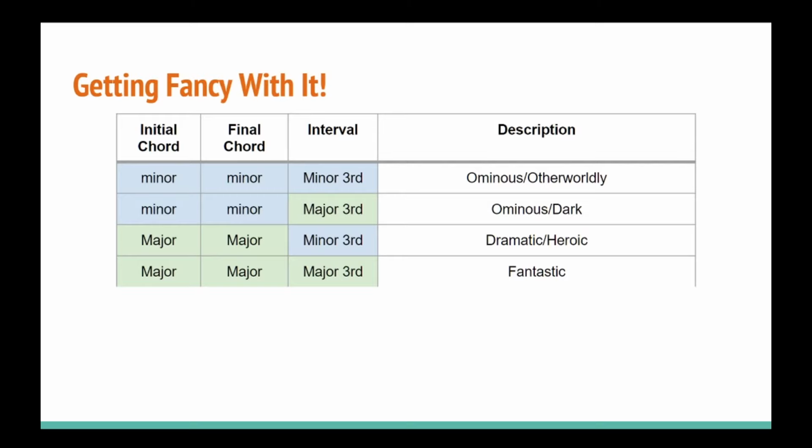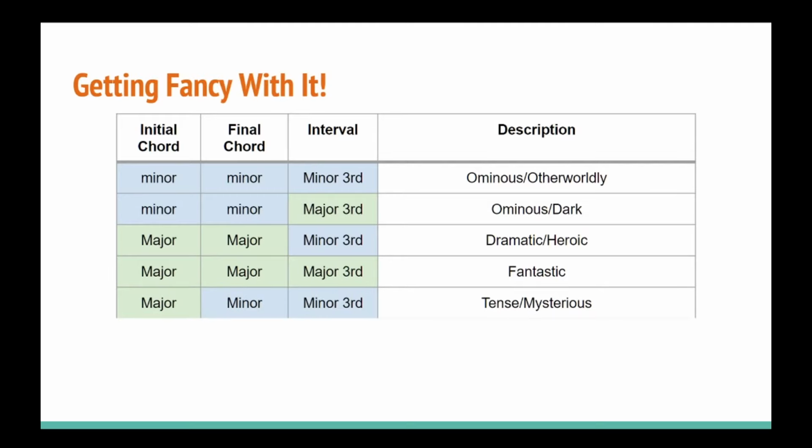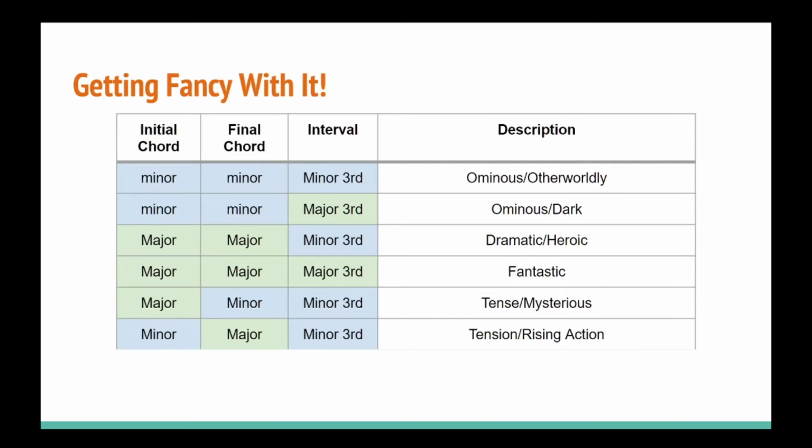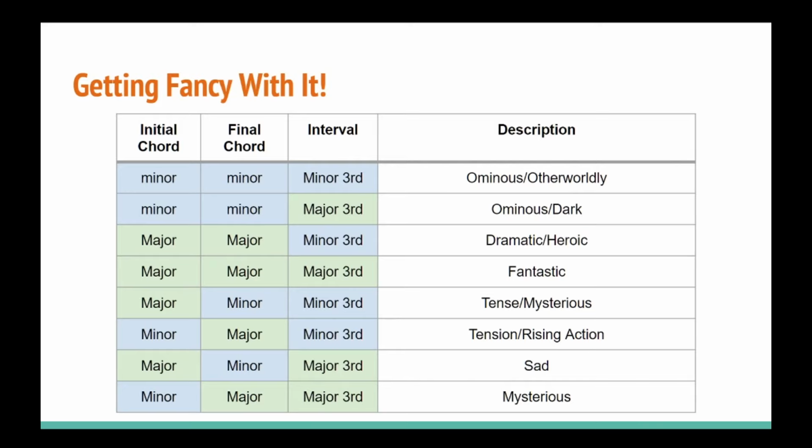Shifting things up even further, a major triad connected to a minor triad by a minor third interval will sound tense and mysterious, while reversing it will create a feeling of tension and rising action. Finally, a major and minor triad connected by a major third interval will sound just incredibly sad, while reversing it creates more of a sense of mystery.